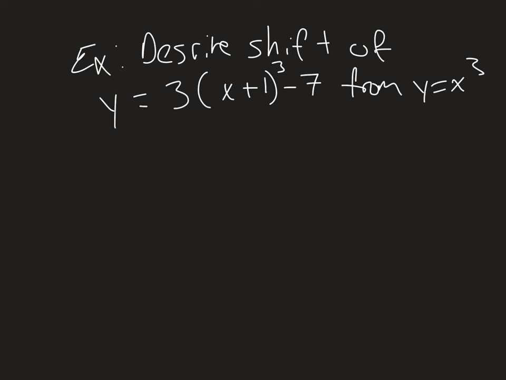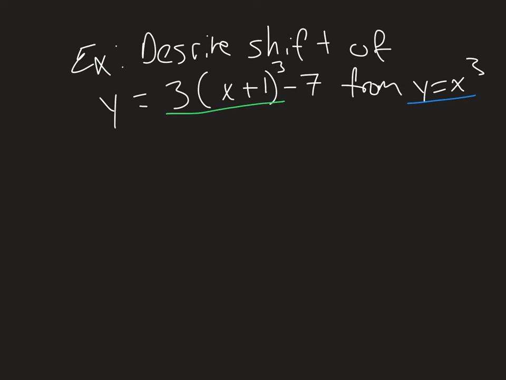We're trying to describe the shift from this function, 3 times (x plus 1) cubed minus 7, and we're comparing it to its original parent function, y equals x cubed. Now this is more useful than trying to actually graph it, because this way we can use our graphing software and we can think, okay, this thing should be left so much, down so much, then it should be a little steeper, and we can use this as a way to kind of double check and make sure that when we do graph it, it does make sense.